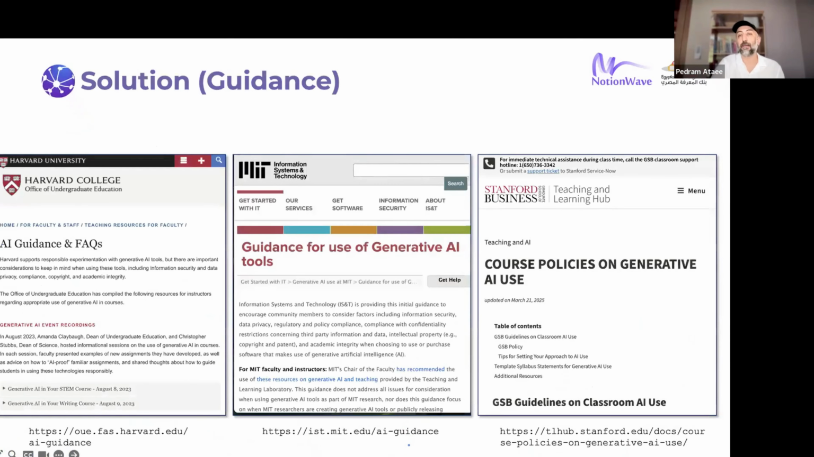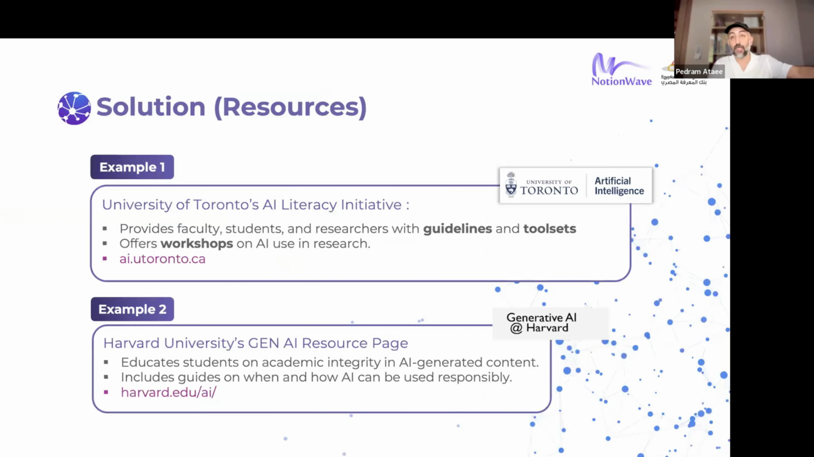For example, Harvard, MIT, or Stanford already have some guidance on their websites to help their professors choose how they should adopt AI in their courses and how they should adopt AI in their research. They offer some tool sets. As I said, for example, this tool set is good for research. This tool set is good for drafting proposals. This tool set is good for analyzing data, and so on.